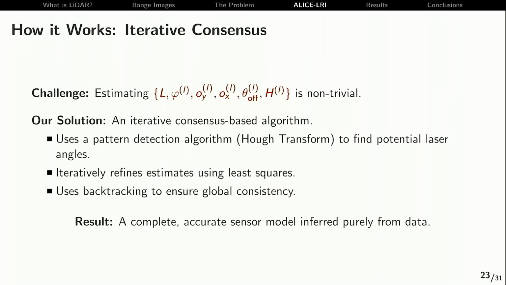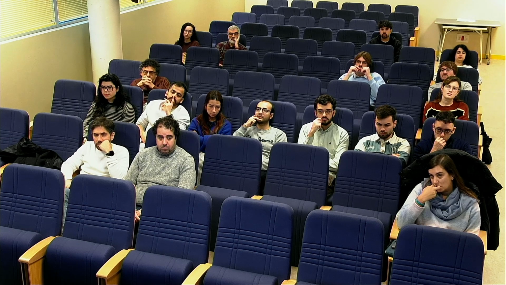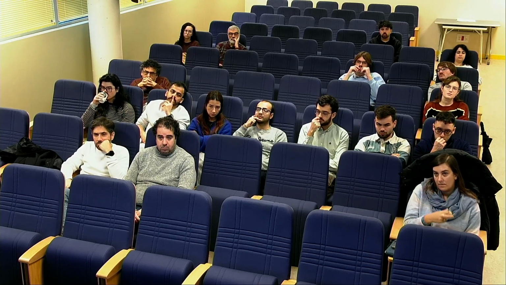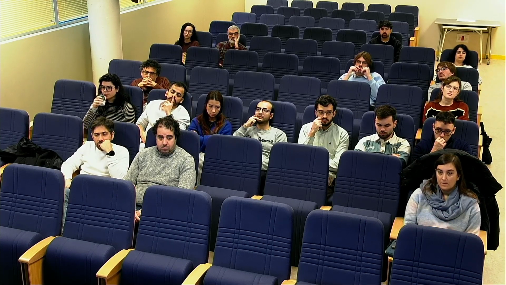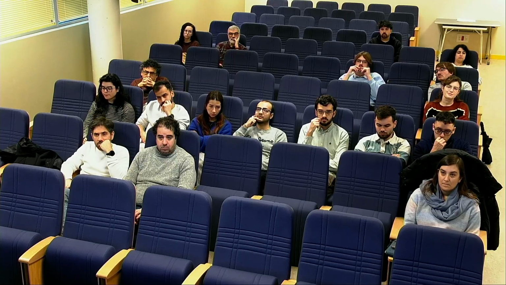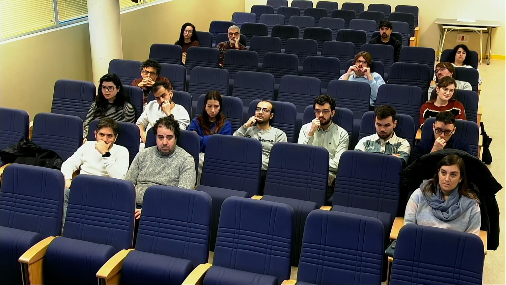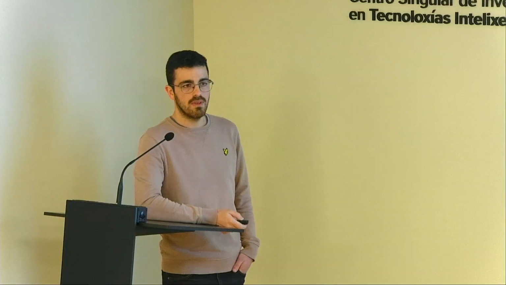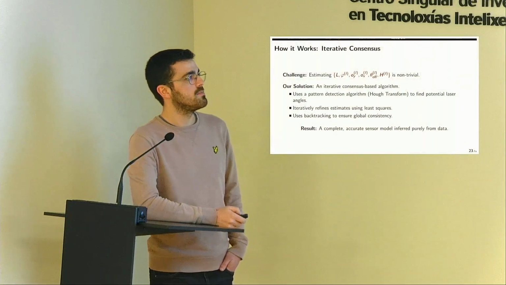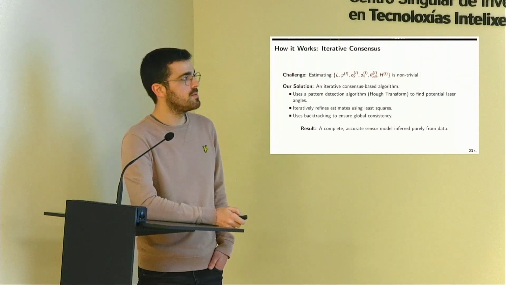And estimating this is non-trivial because there are many solutions. First of all, you don't even know the number of parameters, because the ones here that have an L on top are one for each laser, and you don't know how many lasers you have. This L parameter is the number of lasers that you need to estimate as well. If this L is, for example, 64, then you will have 64 of each of these ones. But if this L is 100, then you'll have 100. So you don't know in advance how many parameters you have. Estimating this whole thing jointly is non-trivial.